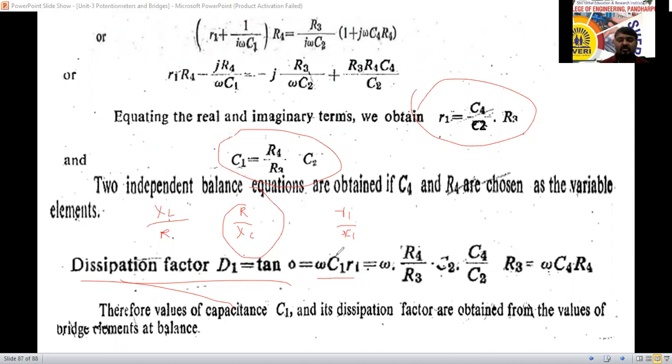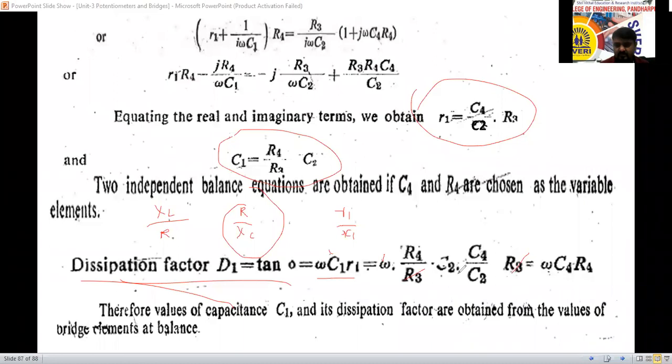Now substitute the C1 value here, keeping omega as it is. C1 equals R4 R3 divided by C2, and R1 equals C4 divided by C2 into R3. Now see here, R3 is there and R3 is there, so the terms get cancelled.